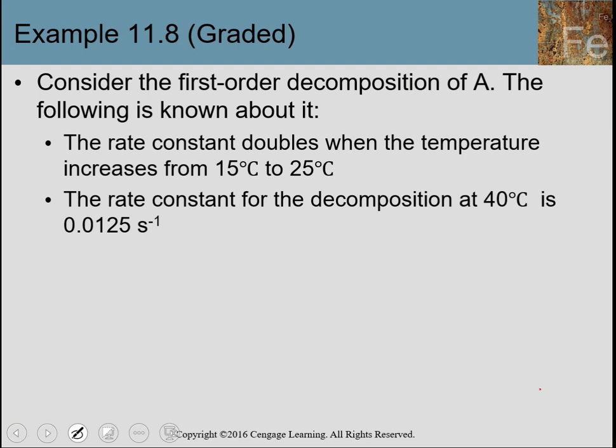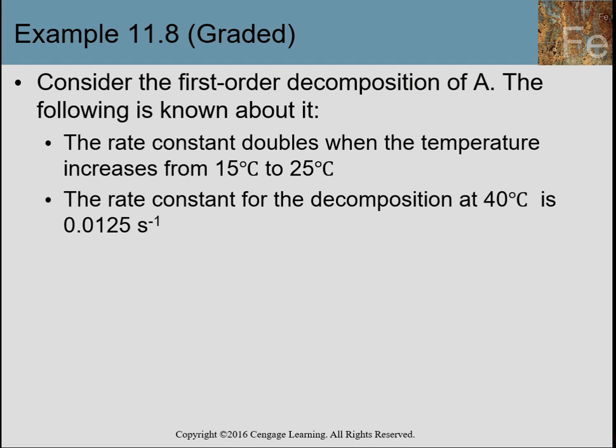Let's look at how we can use this. So in your book, there's a couple examples, and the first one looks at a first order reaction of the decomposition of some substance A. So we're going to avoid them actually having identities and just say this is substance A. First thing we know is as it goes from 15 degrees to 25 degrees, the rate doubles. Second thing we know is the rate constant at 40 degrees, not at 15, not at 25, at 40 degrees, is 0.0125 inverse seconds.